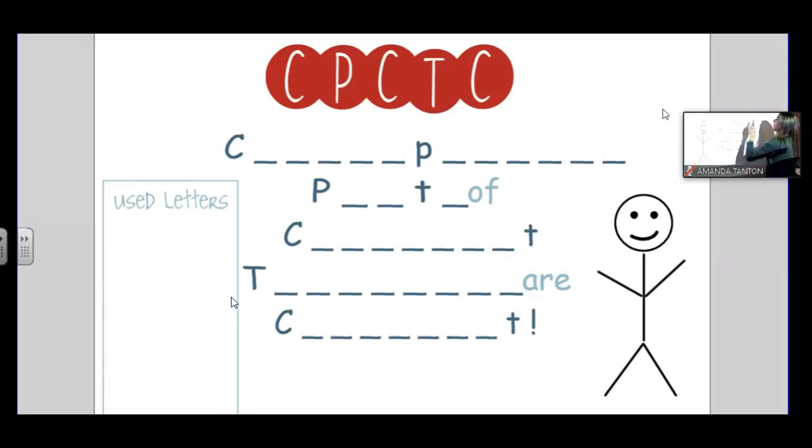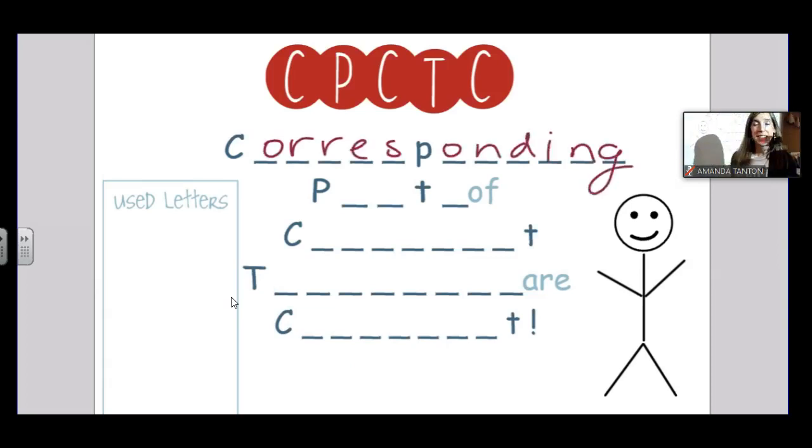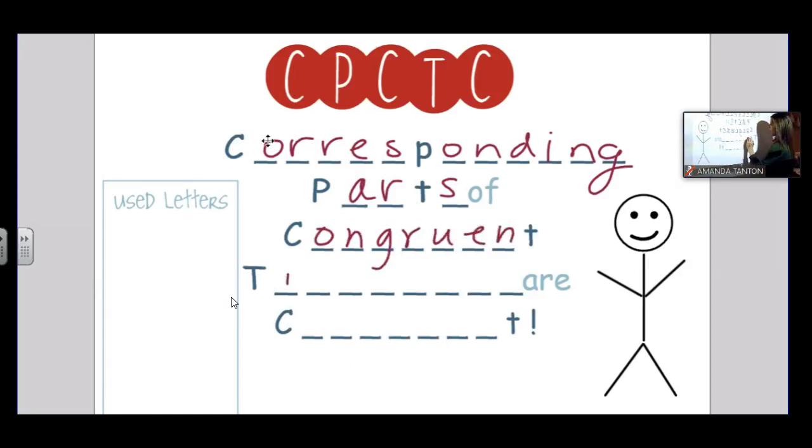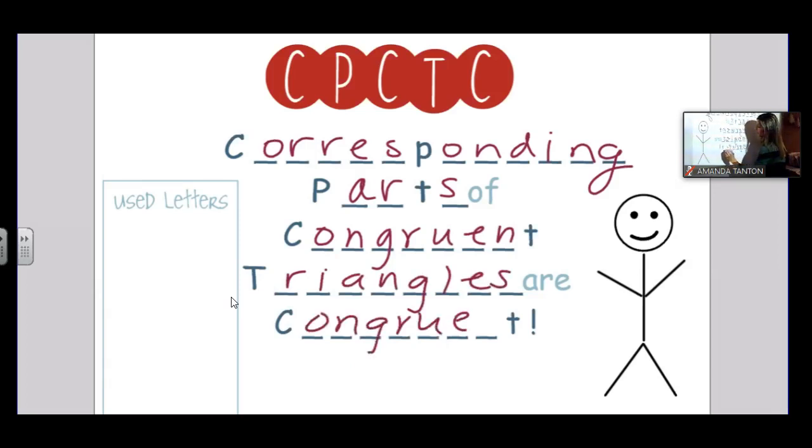So it stands for corresponding. We said that word at the beginning: the parts of the triangles that go together, that's corresponding. Corresponding parts of congruent triangles are congruent. And that's all it means. So go ahead and write that down.